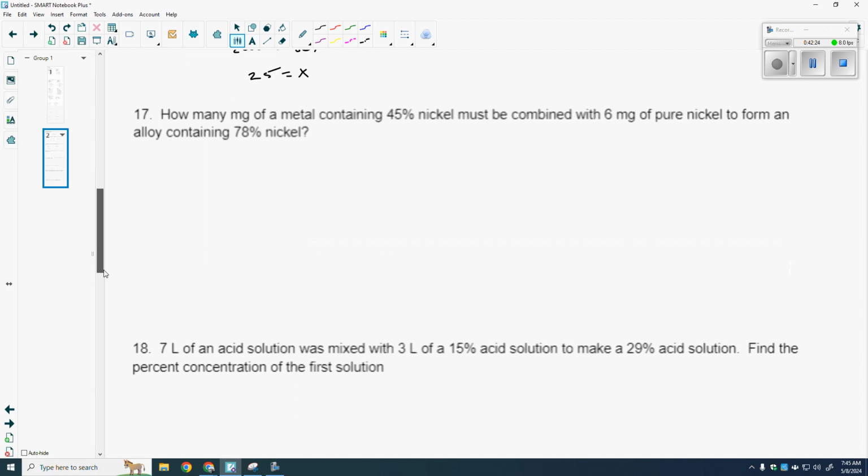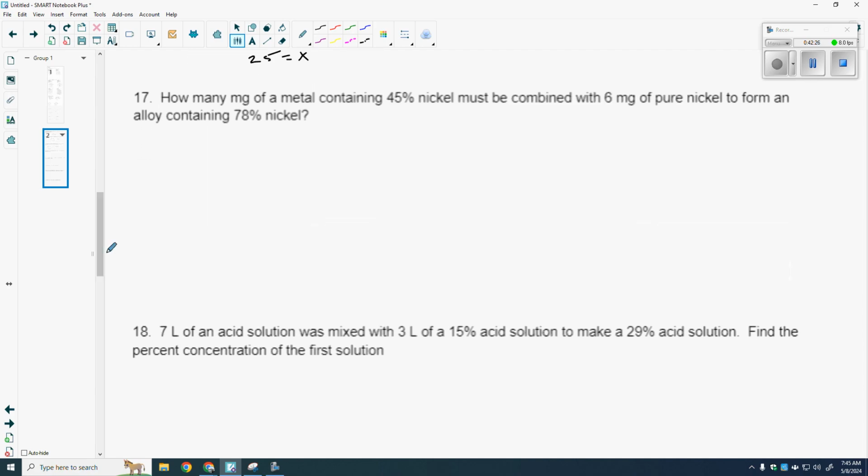17. How many milligrams of metal containing 45% nickel must be combined with 6 milligrams of pure nickel to form an alloy containing 78% nickel? How much nickel do we have? Okay, so the question is how many milligrams of metal? So I want to know x is going to be number of milligrams of whatever this 45% compound is. So how much nickel do I have? I have 45% of however much I have.